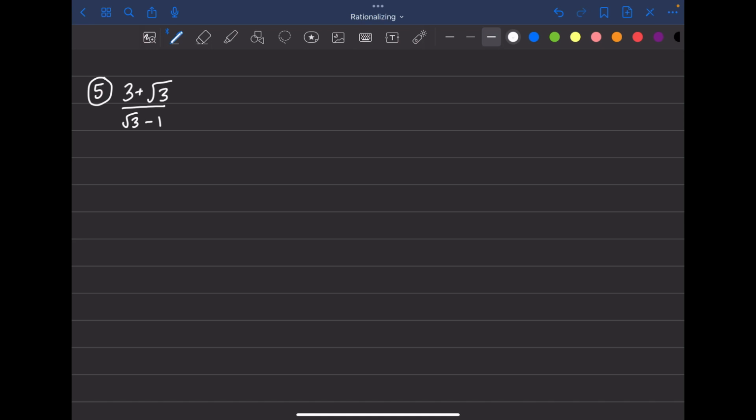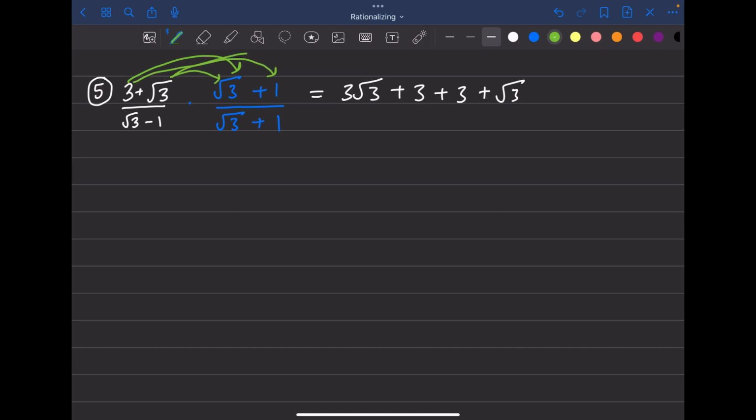Okay, question number 5. This is kind of the exact same as the previous question, but once again, let's multiply the numerator and denominator by root 3 plus 1 and root 3 plus 1. So once again, it's 1, so we're not changing anything in the question. This will give us 3 times root 3 is 3 root 3, and then 3 times 1 is 3, and then 3 times root 3 is 3 again, and then root 3 times 1 is root 3. What I did here was root 3 times 3, 3 times 1, and then root 3 times root 3, and then root 3 times 1. FOIL. Basically expand both multiplication terms together.